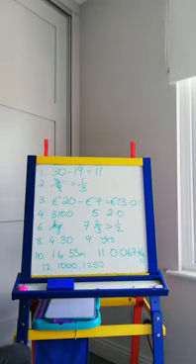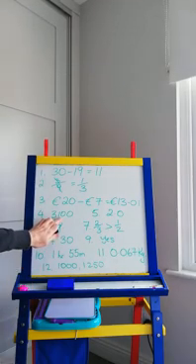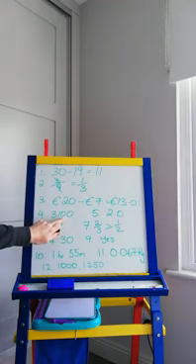Question 4 now is next. 31 multiplied by 100. Again, very easy there. When you multiply any number by 100, you simply add 2 zeros. So it becomes 3,100.